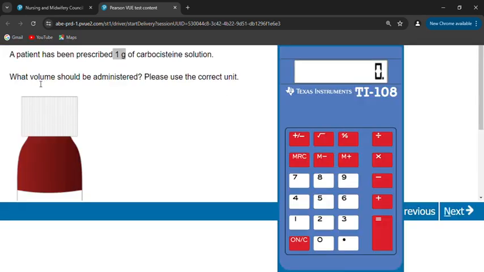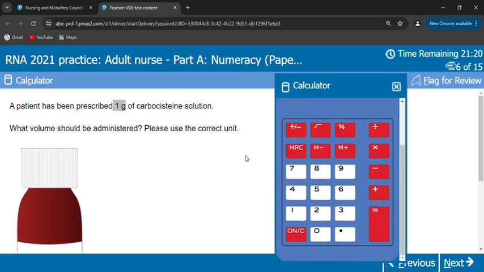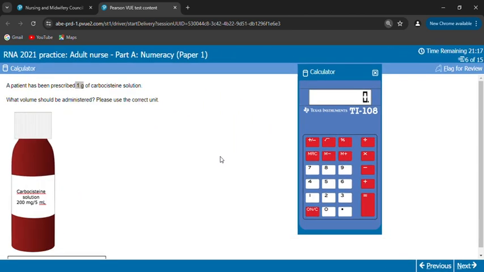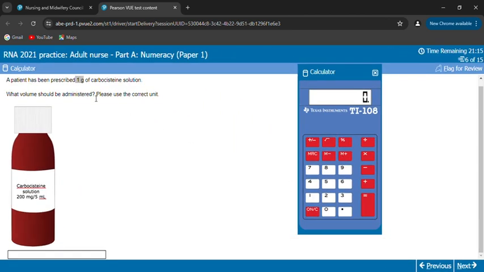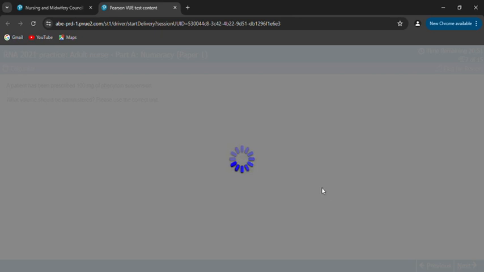So now we will use the calculator. 1 gram is equal to 1000 mg. 1000 divided by 200 mg, the strength that we have, and multiply by 5 ml. So the answer will be 25 ml. Here you can see that they didn't mention any ml or mg, so we have to mention ml. That's it. Very easy, very simple. Let's move to the next.